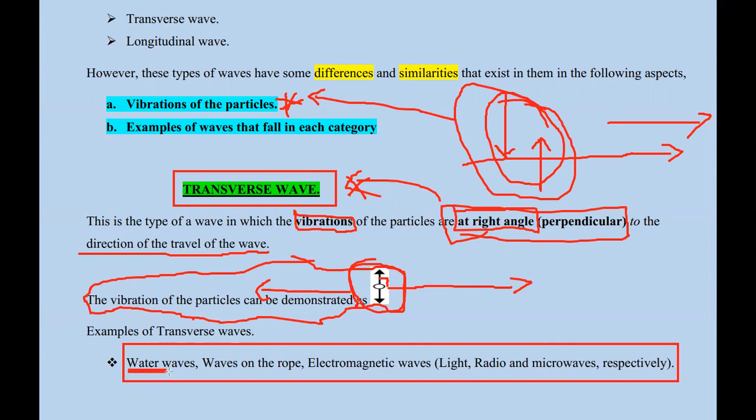The first one is the water wave. What is the second one? The wave on the rope. The third one, the electromagnetic waves. Now you see here there's waves. That's why there was an S that was meant there. Electromagnetic waves, because there are a lot of waves that are falling in the electromagnetic spectrum.